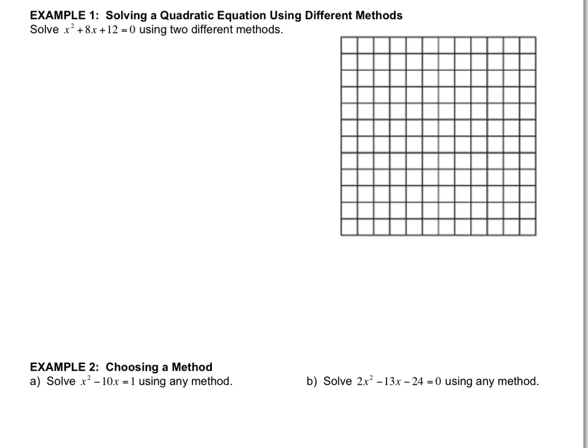So now we want to talk about using some of these different methods with a few more of our quadratics to see how they work. For example 1, we have a quadratic that was given to us and we're asked to solve it using 2 different methods. Again, different people are going to use different ways. There is no single right answer here. We should get the same answers whichever method we use.